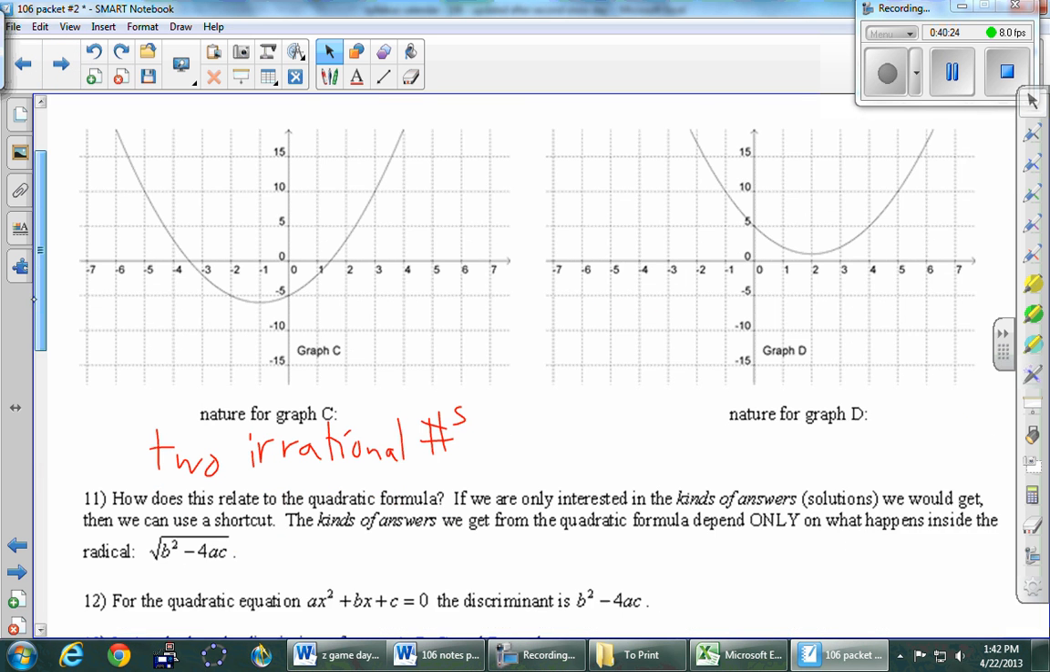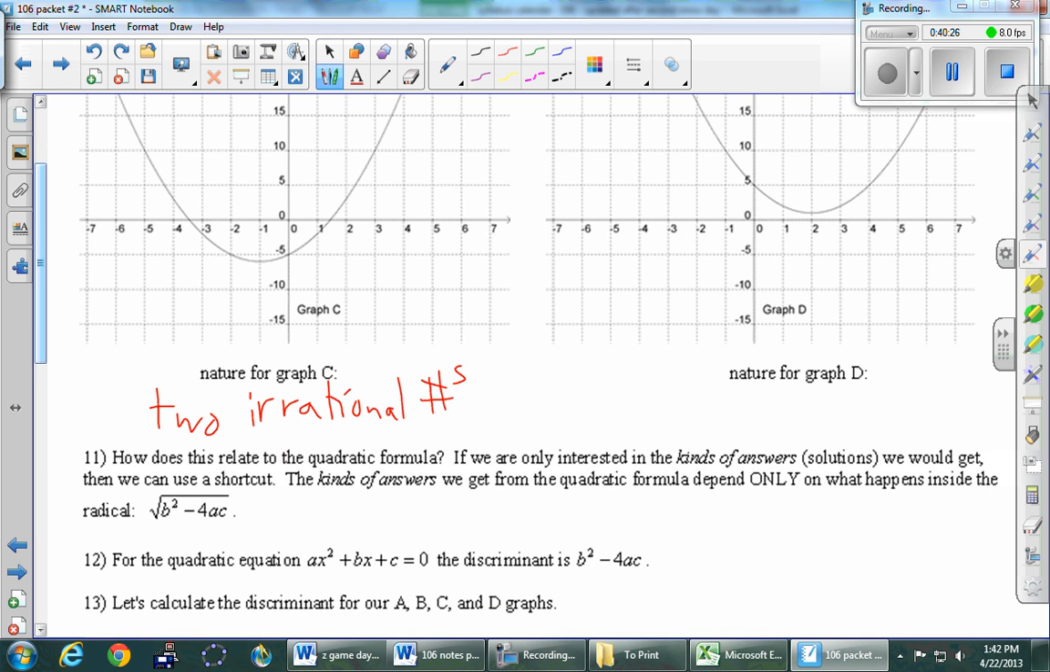So we can come down here. We can say there are two complex numbers.